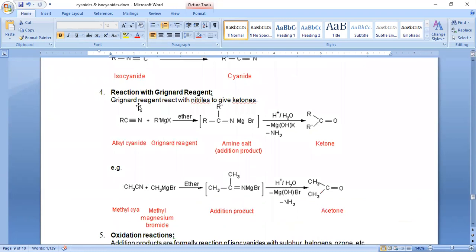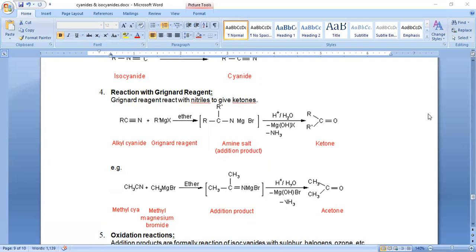Last one is the Grignard reagent. With Grignard reagent, we may get ketones. I will show you how it happens. This is cyanide, R C triple bond N, and this is a Grignard reagent. The alkyl group always acts as a nucleophile. That nucleophile attacks the carbon, which facilitates the shifting of the bond, giving N minus and MgX plus. On hydrolysis, the same thing happens: oxygen comes here and two hydrogens go there. So directly we can get ketone.